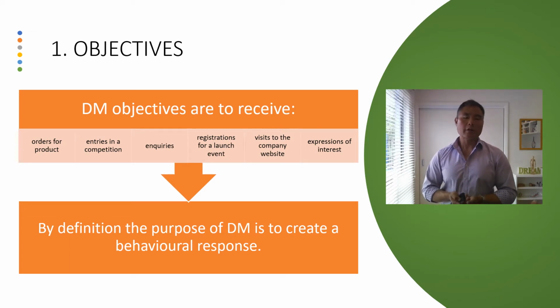campaign. Other objectives might be to receive inquiries, right? So to get people to ask or make contact, touch base with your business to try and find out more information. It could be registrations for some sort of launch party or launch event. It could be getting people to visit your company website, and it could just be placing their name as an expression of interest for when the product or service is ready. So by definition, the purpose of direct marketing is to create a behavioral response, and those behavioral responses are listed above in those 6 different types of objectives that you could be aiming for when you launch a direct marketing campaign.